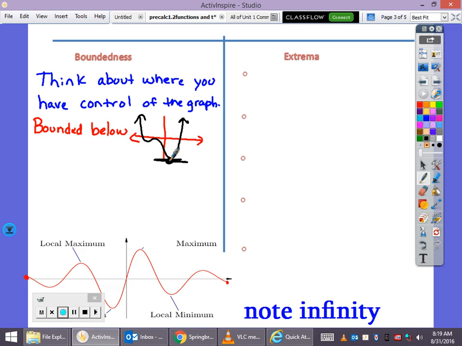If that's bounded below, what is bounded above? I know where the exact ultimate maximum is. So bounded above would look like this. Let me get a good example. You could do like a McDonald's M, okay? Because I know the highest point. I don't know the lowest because it's heading towards infinity.